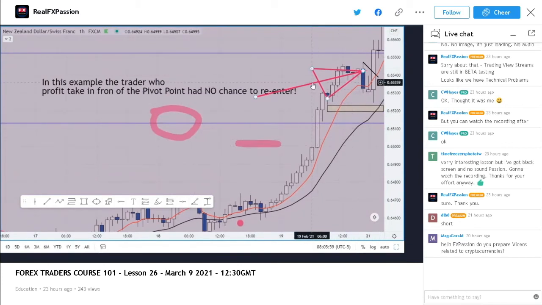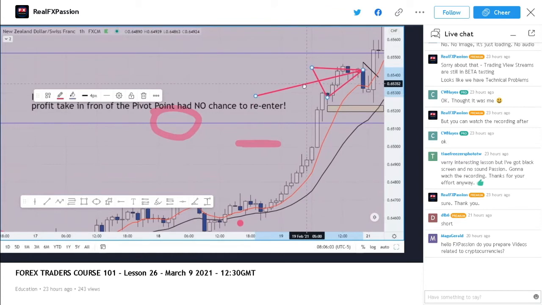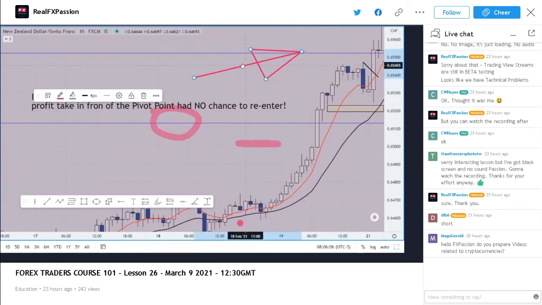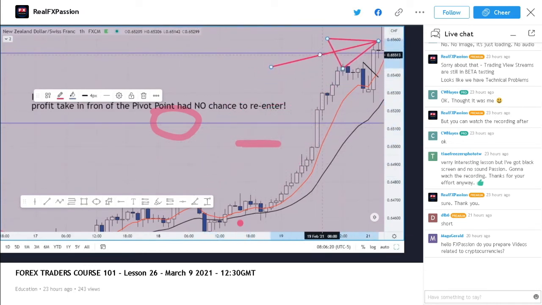So let's say that we have a beginner trader who said, okay, I would enter in here, not by the next pivot point, right? And just because the market broke through once, this doesn't necessarily mean that it's going to break through the second time.